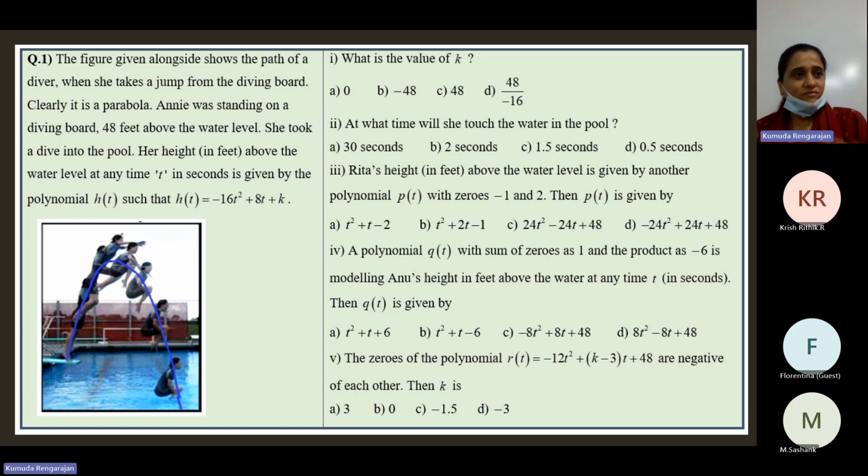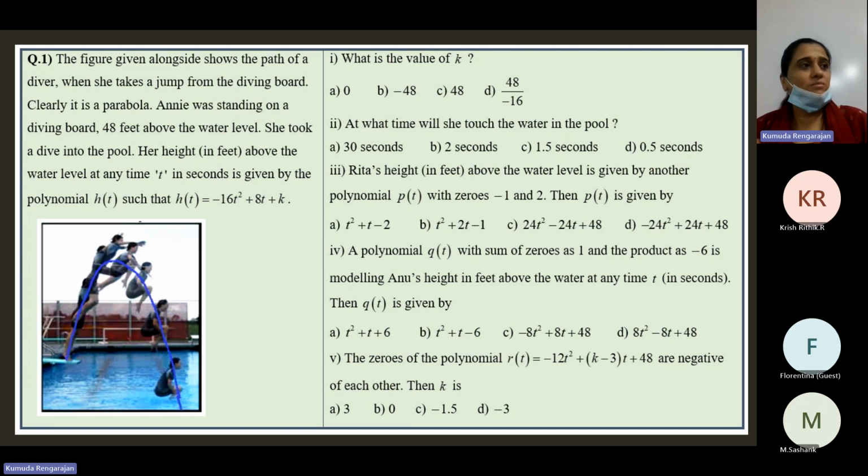Because when she's on the diving board, she has not attempted to dive, right? So time is 0 seconds. When time is 0, what is her height? 48 feet above the surface of the water.